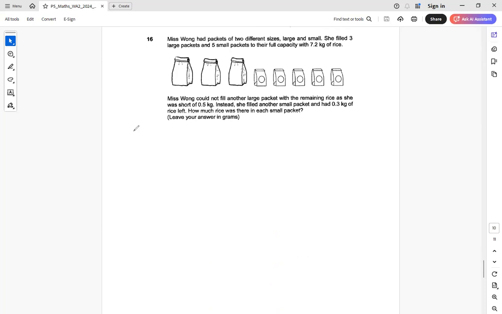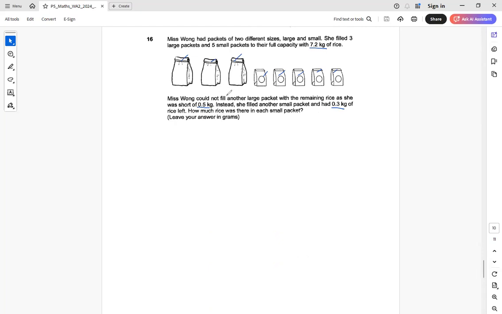Okay, Miss Wong had packets of two different sizes, large and small. She filled 3 large packets and 5 small packets to their full capacity with 7.2 kg of rice, which is here, the 3 large and the 5 small. Total is 7.2 kg of rice. So Miss Wong could not fill another large packet with the remaining rice as she was short of 0.5 kg. Instead, she filled another small packet and had 0.3 kg of rice left.